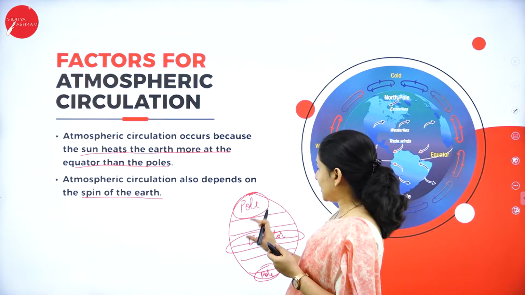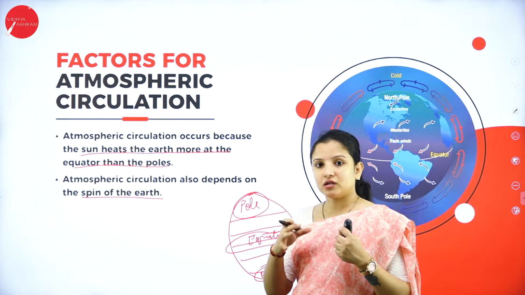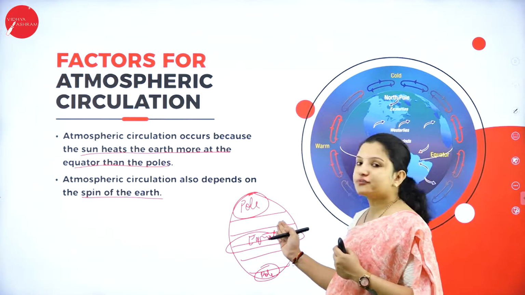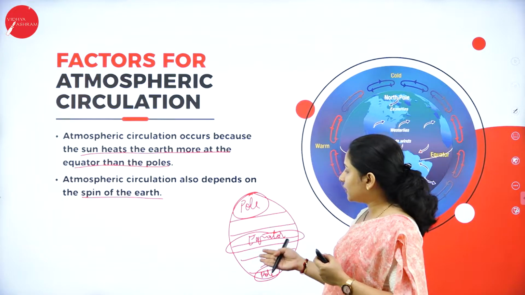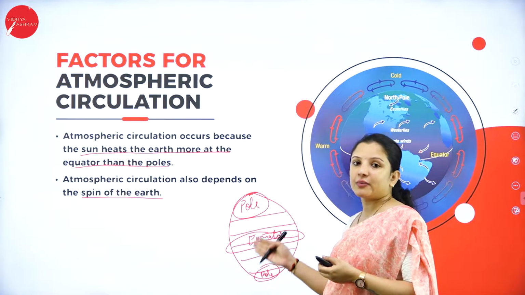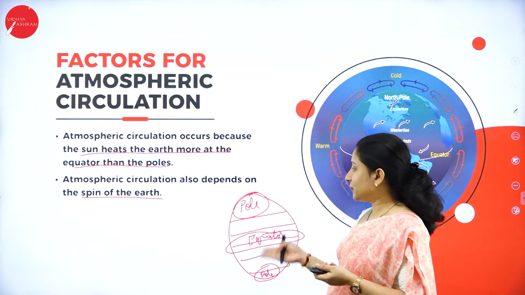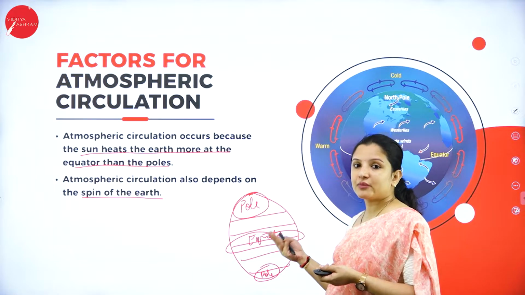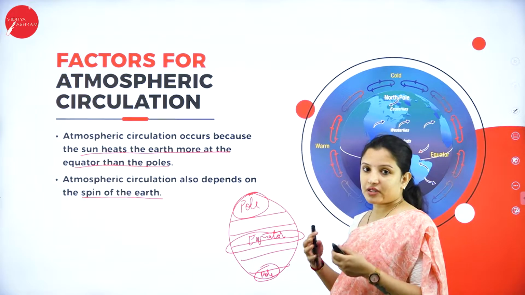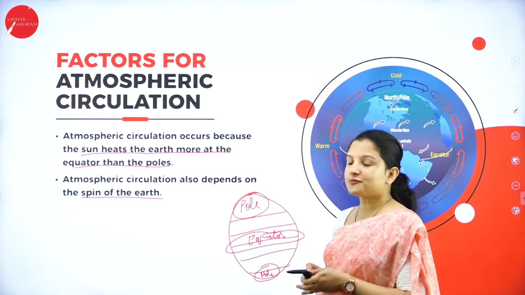Because the heating of the sun is more at the equator, the sun's rays are received by the equator region of the earth more when compared to the polar region. That is why atmospheric circulation is more in the equator region than the polar region, because more sunlight is received by the equator region, therefore that particular region gets heated more when compared to the polar regions. That is why the polar regions, that is the North Pole and the South Pole, are made up of ice caps, because the heat that they receive from the sun is very minimal or negligible. Next important factor is the rotation of the earth or the spin of the earth.